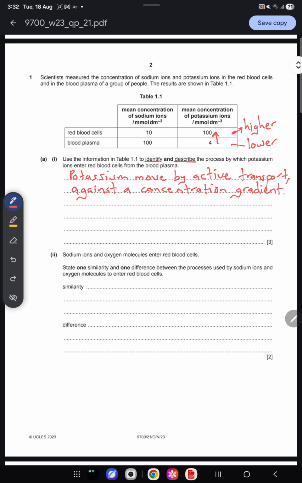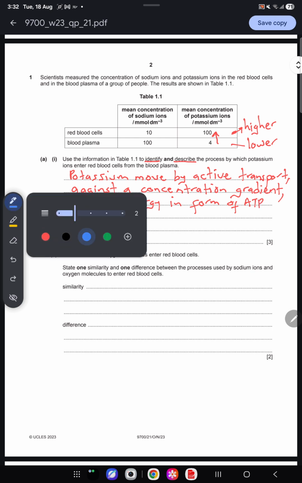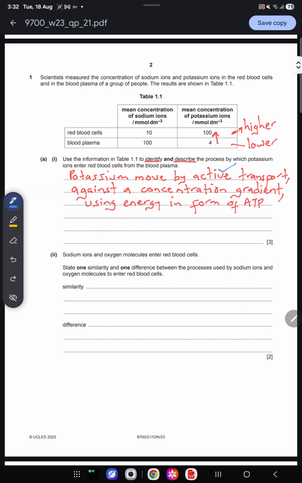For that movement, we know that it requires energy. So we can add using energy in form of ATP. So we have our marks right there. We have a mark from active transport, again it's a concentration gradient, and then using energy. Okay, we can go to the next question.